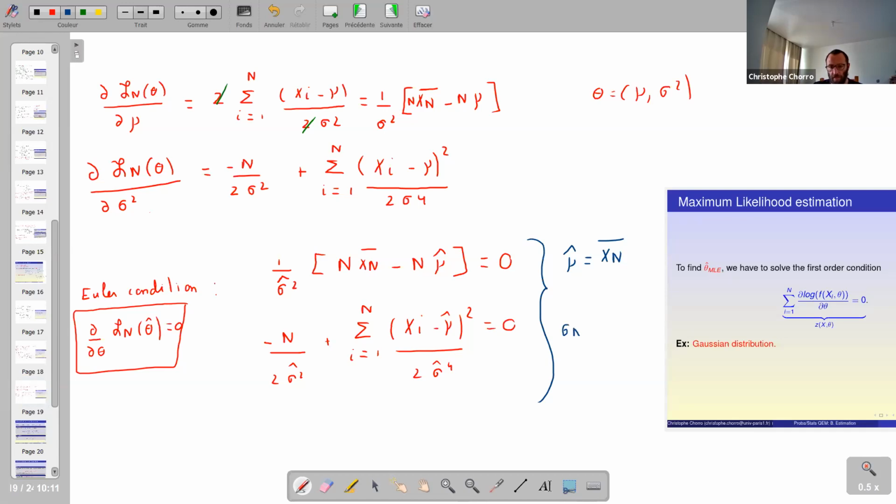Or I can write it this way, excuse me. And I obtain that sigma hat square is equal to what? It will be simply 1 over n, the sum from i equal to 1 to n of (xi minus mu hat), that is minus x̄n, square. So you obtain for mu hat here the sample mean.